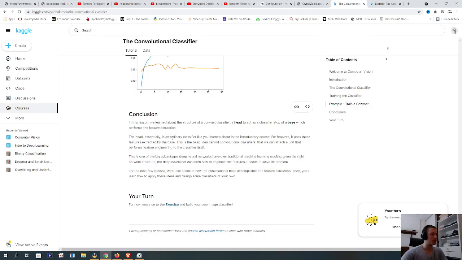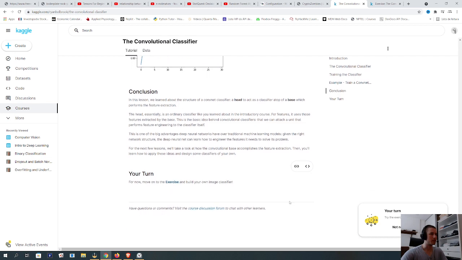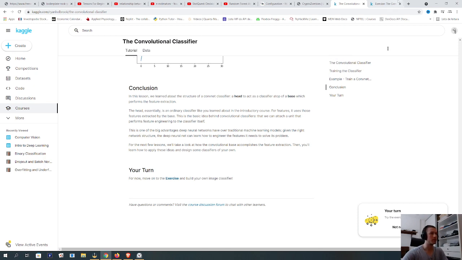The head essentially is an ordinary classifier like you learned about in the introductory course. For features, it uses those features extracted by the base. It's the basic idea behind convolutional classifiers, that we can attach a unit that performs feature engineering to the classifier itself. This is one of the big advantages deep neural networks have over traditional machine learning models. Given the right network structure, the deep neural net can learn how to engineer the features it needs to solve this problem. In the next few lessons, we'll take a look at how the convolutional base accomplishes the feature extraction. Then you'll learn how to apply these ideas and design some classifiers of your own.